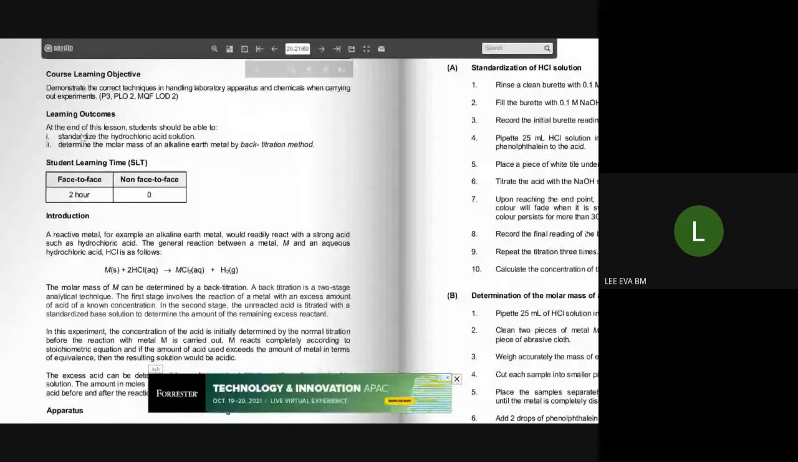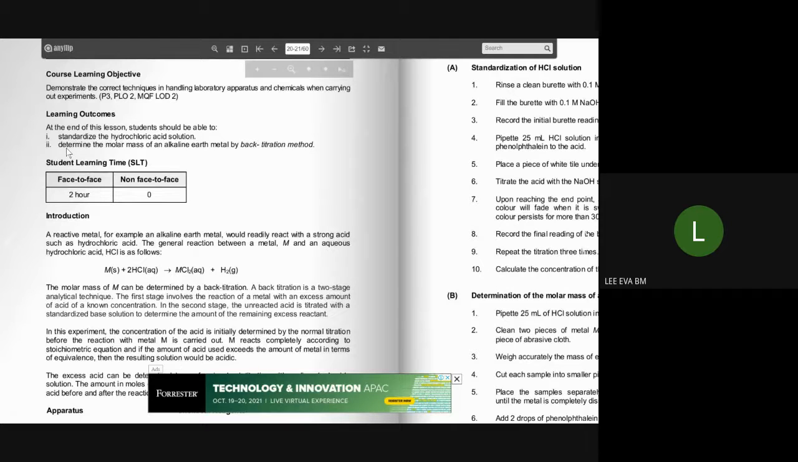The first one is to standardize the hydrochloric acid. Remember, standardization means we want to confirm, to double confirm, the concentration of the solutions to be used, the chemical. So if I provide you 0.2 molar, is it really 0.2 molar? Then we have to do standardization. That is the first learning outcome.